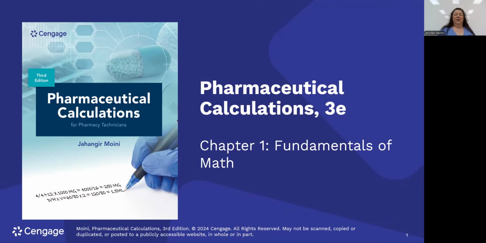Hello, this is going to be a lecture out of the supplemental text that we have. It is Pharmaceutical Calculations for Pharmacy Technicians. In your Pharmacy Calculations module, this should be the last text in the reading tile for you. So let's get started. Chapter 1, Fundamentals of Math.